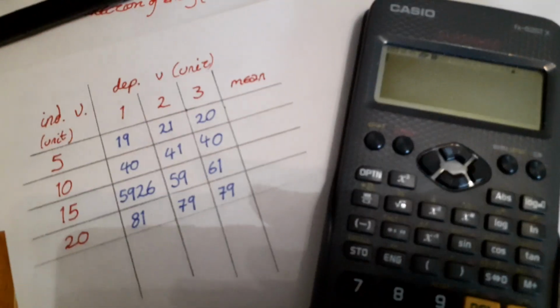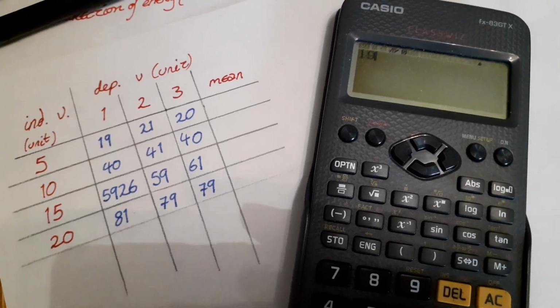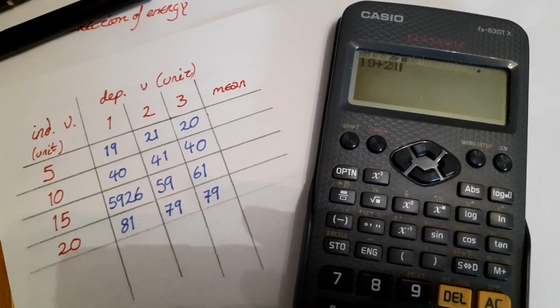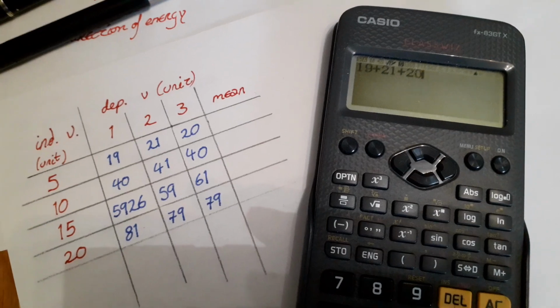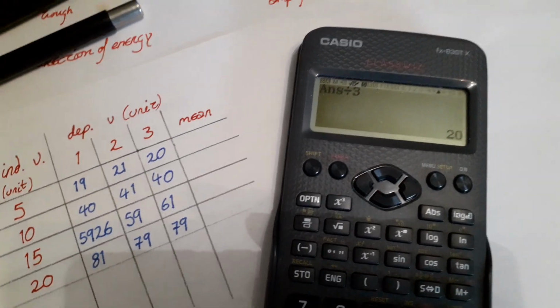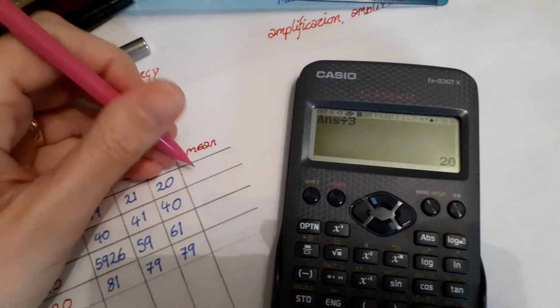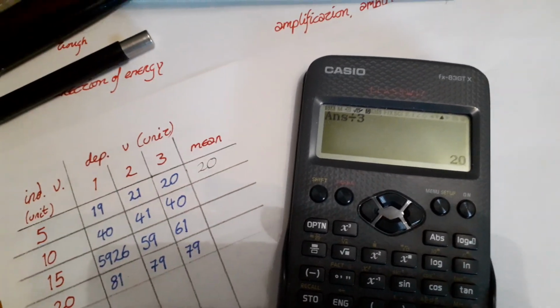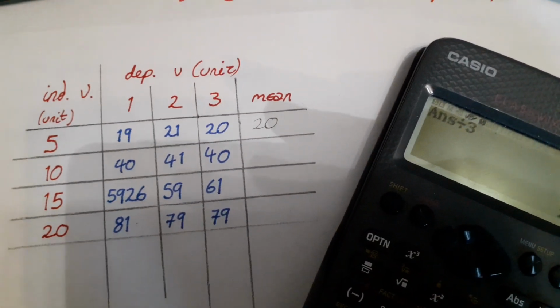You add everything up together. So we've got 19 plus 21 plus 20 to give us 60. And then we divide that by 3 to give us 20. Yay! We've got an answer. Our mean is 20. Okay? And we can do this for the other ones as well. You can do this along with me.